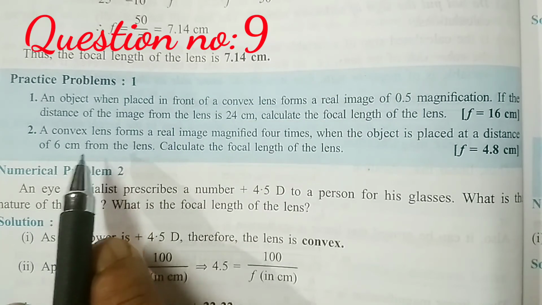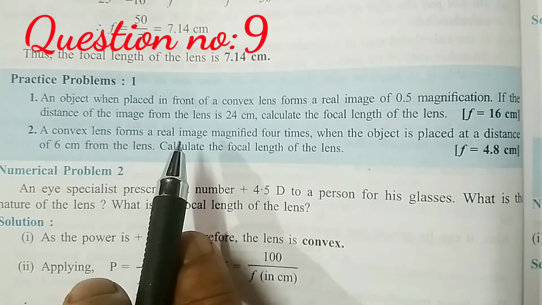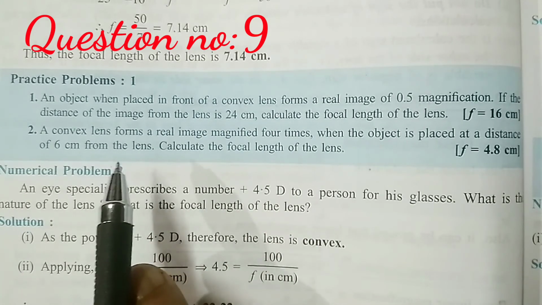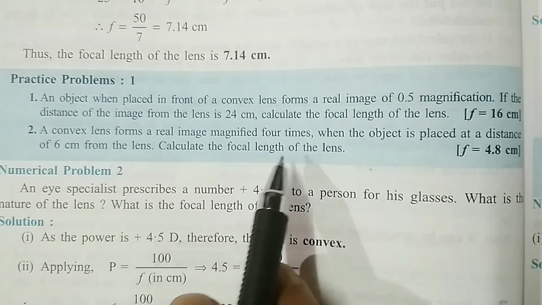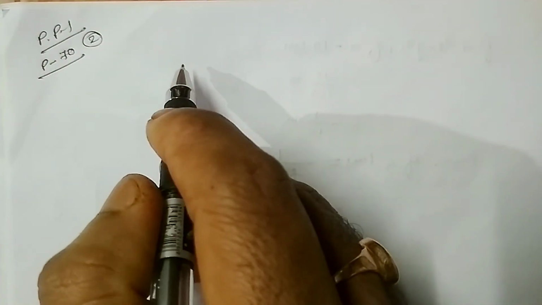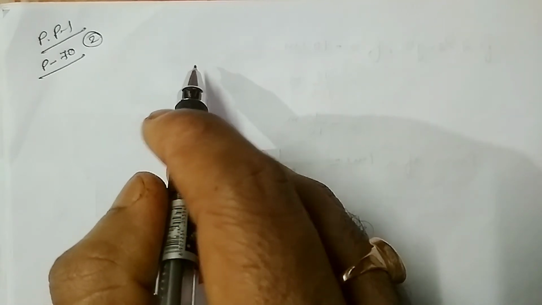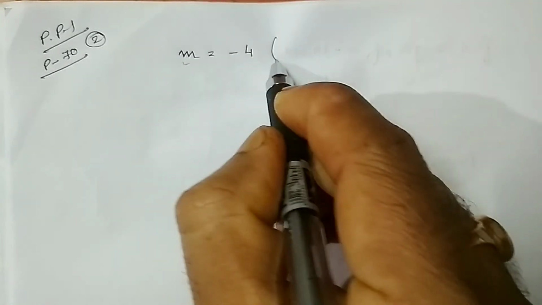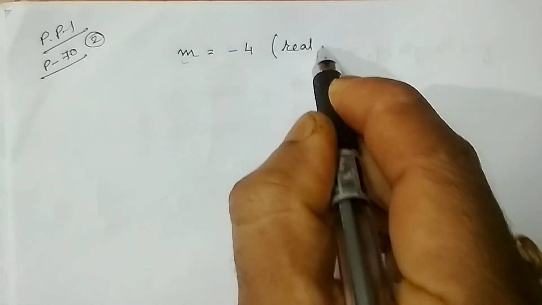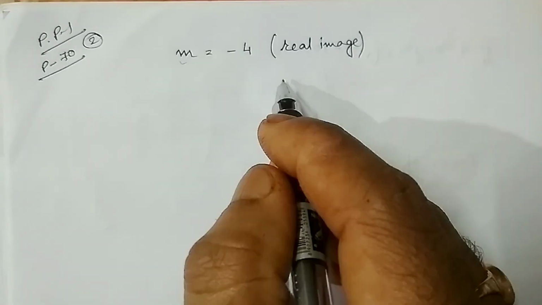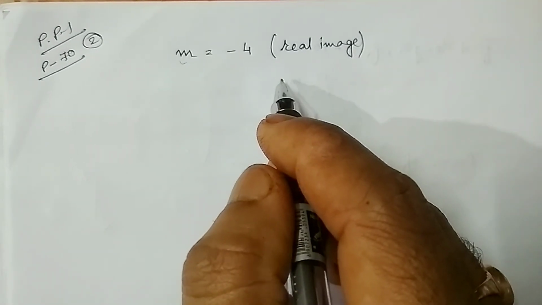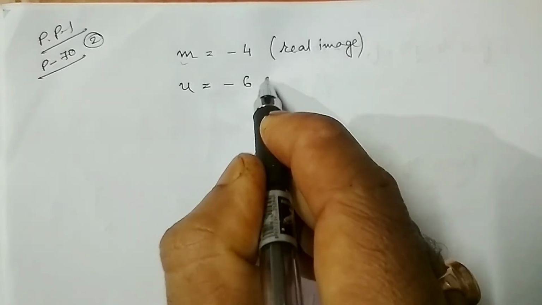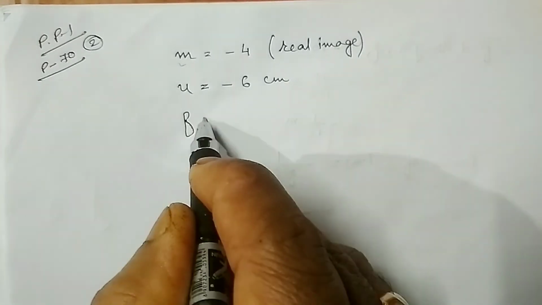Another sum based on convex lens. A convex lens forms a real image magnified 4 times when the object is placed at a distance of 6 cm from the lens. Calculate the focal length of the lens. Now as given in the question, the image is magnified 4 times and it is real, so magnification is minus 4. Since it is a real image, you have to write minus. And object is placed at a distance of 6 cm from the lens, so object distance, which is always negative, here it is 6 cm. We have to find the focal length of the lens.